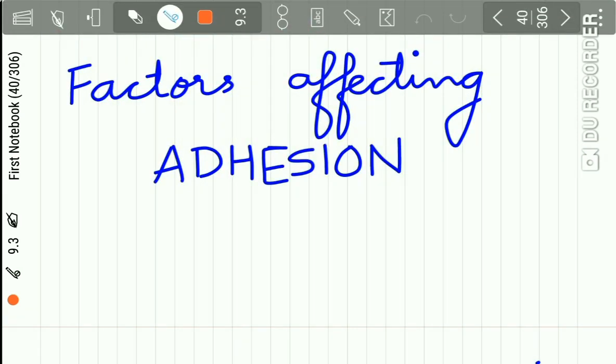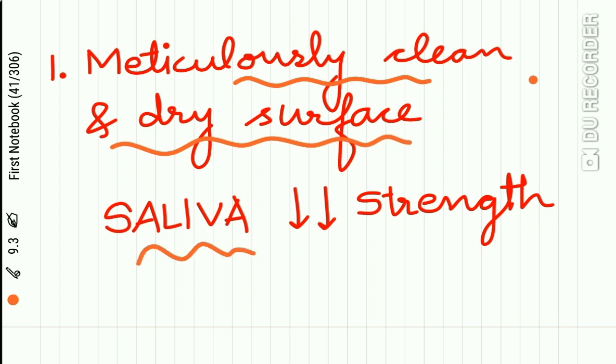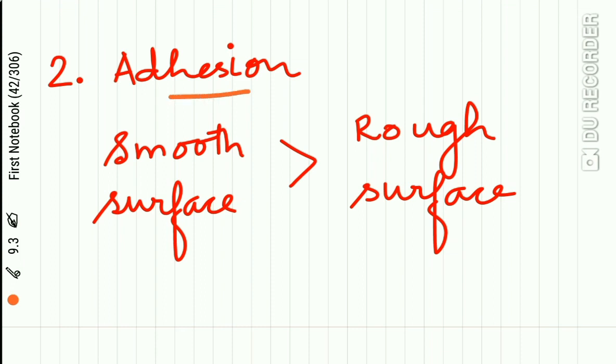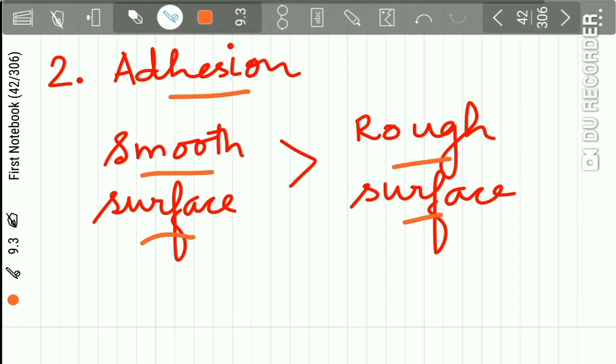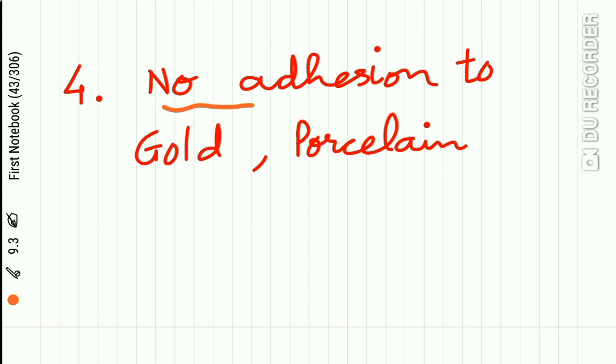Now the factors affecting adhesion. Firstly, a meticulously clean and dry surface is required when using polycarboxylate cement. Presence of any saliva decreases the strength of adhesion. Also, adhesion on a smooth surface is more than that on a rough surface, so the cavity preparation should be very well finished. Also, the zinc polycarboxylate cement does not adhere to gold and porcelain.